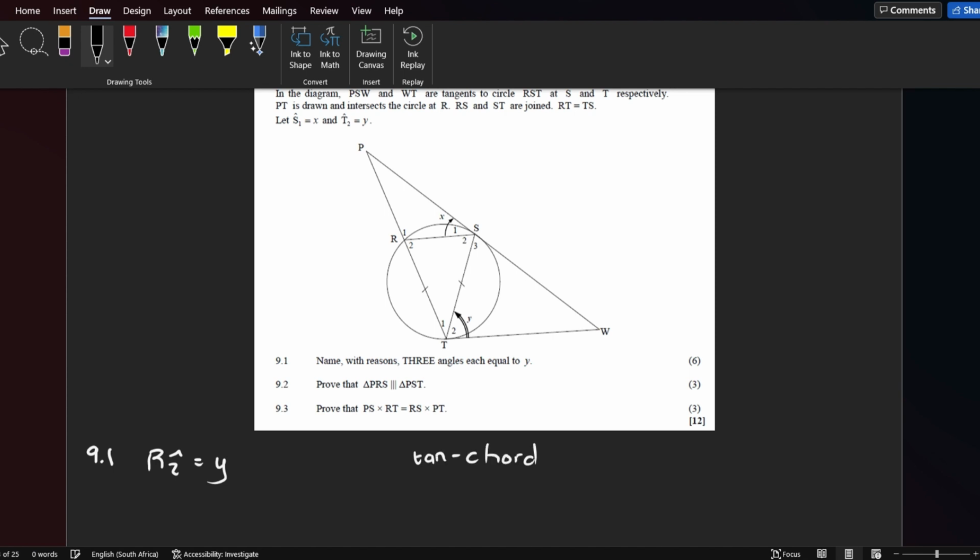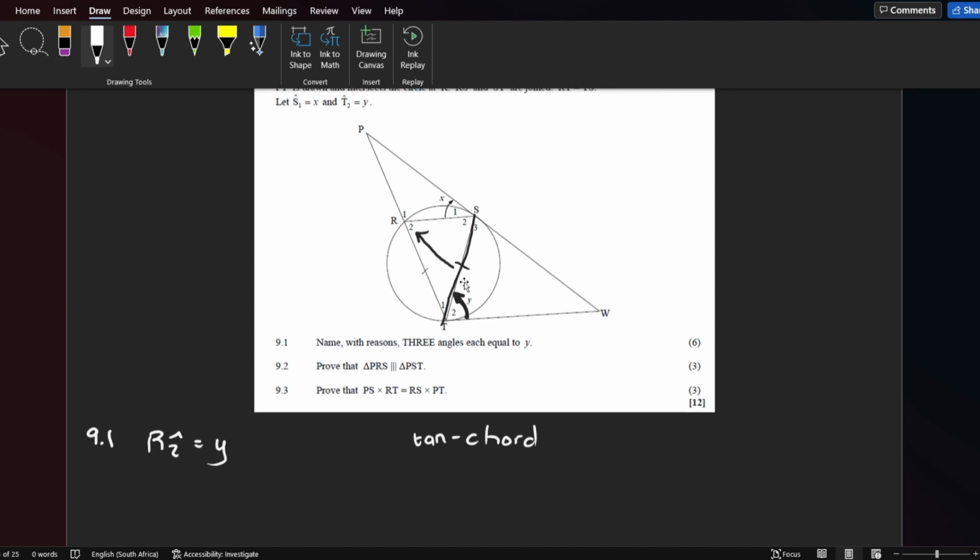Okay, just a quick tip on how to identify which angles are equal when using the tan chord theorem. When drawing an arrow just like this from your tangent to your chord, you identify this line here, and the angle directly opposite that chord is the angle that will be equal to the angle that was initially present from the tangent to the chord. So therefore T2, which is Y, will be equal to R2. So you simply draw an arrow from the tangent to this chord, and the angle opposite that chord will equal that angle there. So R2 is equal to Y, tan chord.